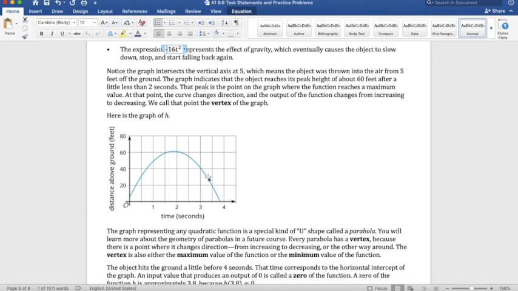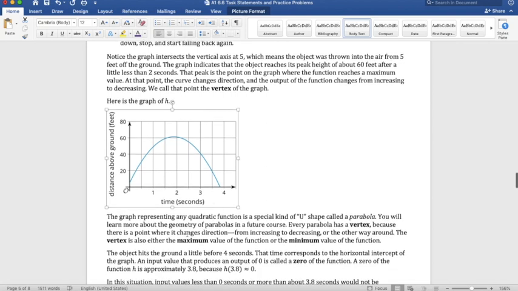And then we notice that the graph hits 0 here, and this point over here is our 0, or our x-intercept. All right, and it hits the ground a little bit before 4 seconds, so maybe it's 3.8 or 3.9. Yeah, they say about 3.8. So we call that point the 0. An input value that produces an output of 0 is called a 0. So here a 0 is approximately 3.8.